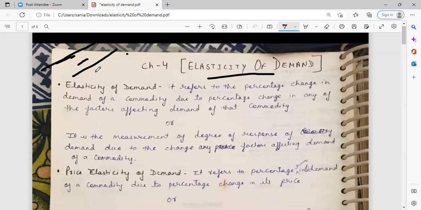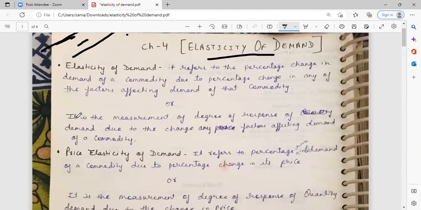So how much change there was in a season or how much change there was in price due to which your demand changed like this. Or the second definition is it is a measurement of degree of response of demand due to change in any factor affecting demand. So for example, your price changed. Earlier, for example, you were demanding 4 chocolates, right? But now price changed, so you are demanding 2 chocolates. So what is the difference? You reduced 2 chocolates, right? So these are the two definitions for elasticity of demand.